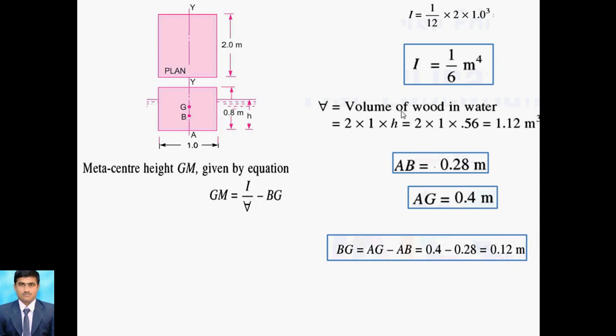So after putting the value of I as 1 by 6, V as 1.12, then BG value is 0.12. After putting these values, we get the value of GM. So GM is positive here, right?